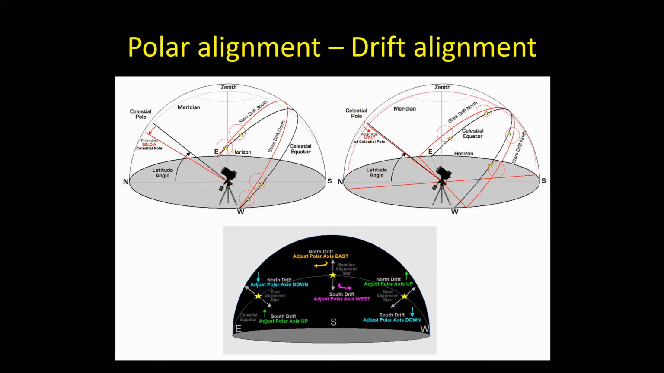So basically what you do here with this polar alignment, because you don't need to use Polaris, is point your scope to the east and west, and then you adjust the altitude.